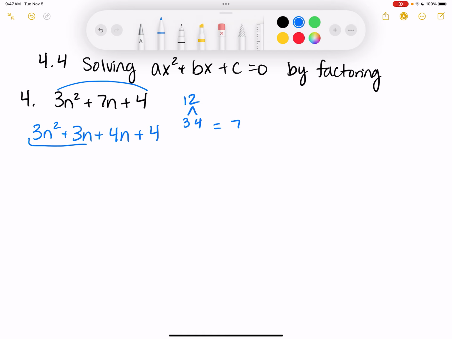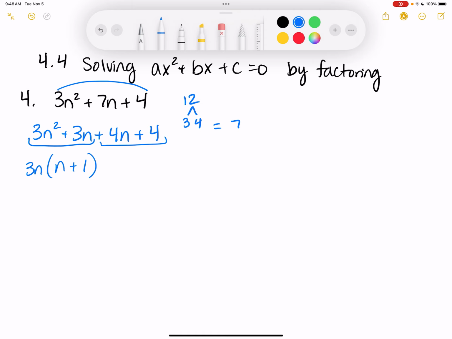So we factor by grouping the first terms and the last terms. Once I get here, which was part of why we had the problems at the end of the last section where you had to factor out the common factor, it's getting you ready for this. I have a 3n in both pieces, so I can take out a 3n, and I'm left with n plus 1. Sometimes when people take out this 3n, they're like, oh, there's nothing left. No, there's a 1 left. You just factored it out.